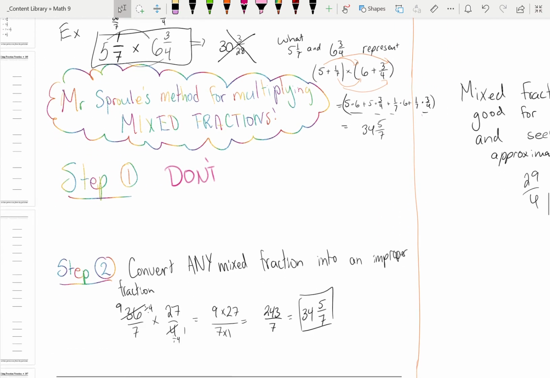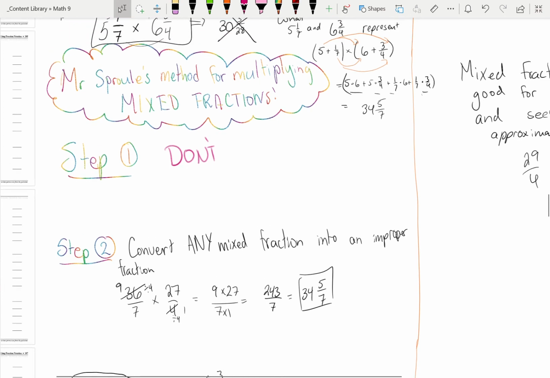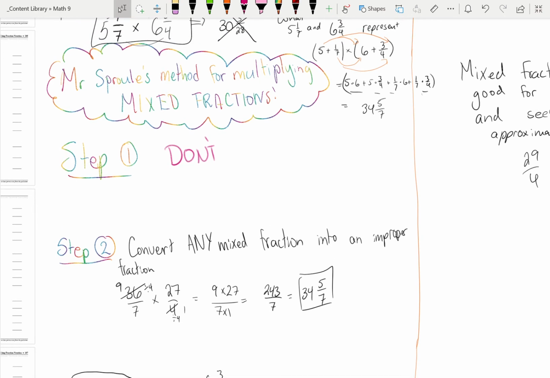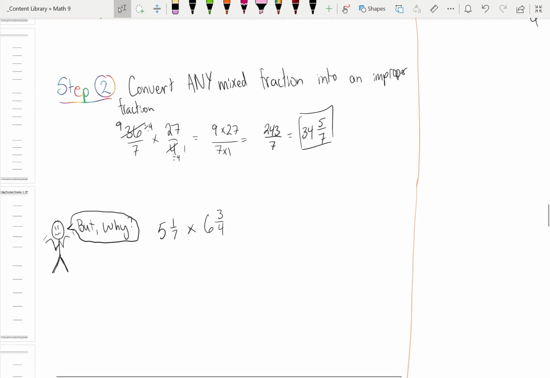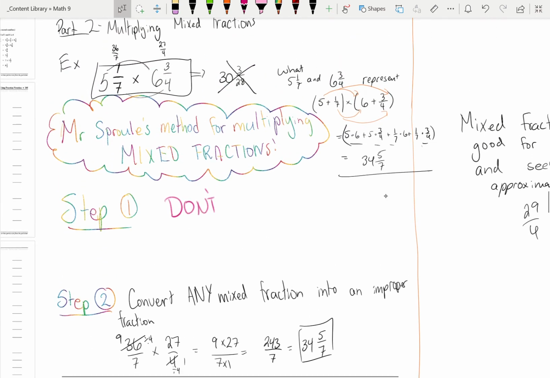All right. So Mr. Sproul's method for multiplying mixed fractions: don't bother, convert them to an improper fraction and work from there. If the question asks you for an answer as an improper or a mixed fraction, it's always going to be easier to then convert it back. But why? So I actually went into this. I apologize up here. So all of this is our but why.